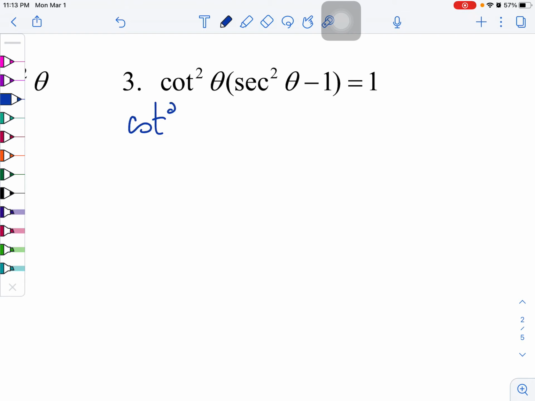All right, problem number 3 here. Ooh, this is a little bit of a mess, but I think I can deal with it.